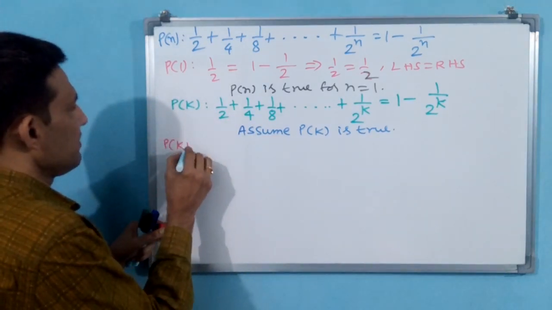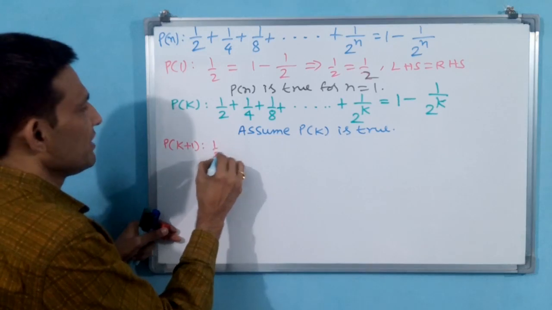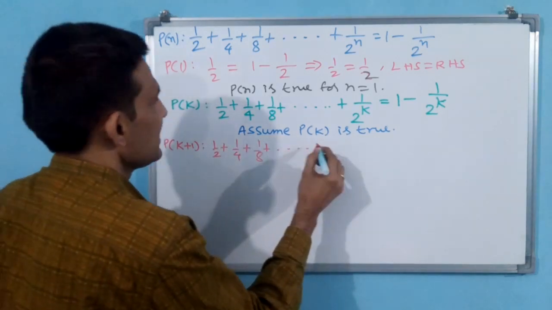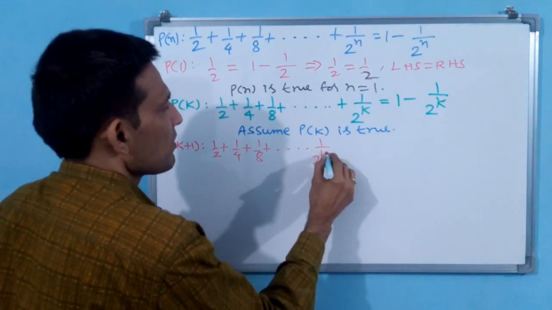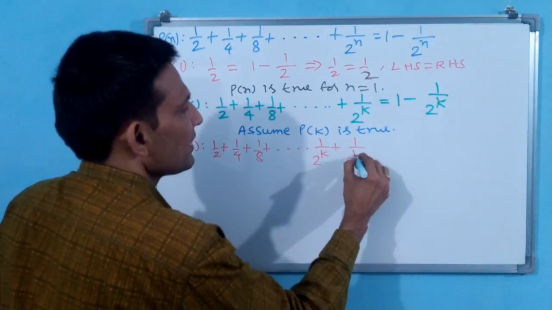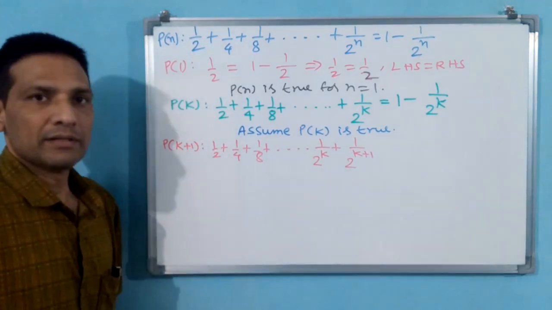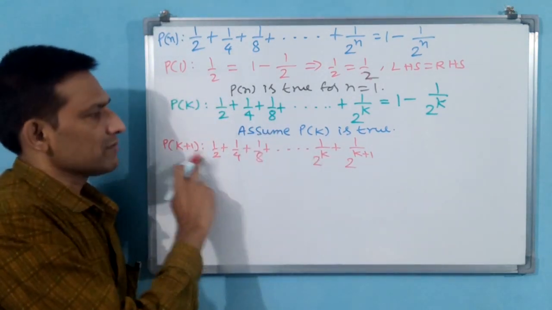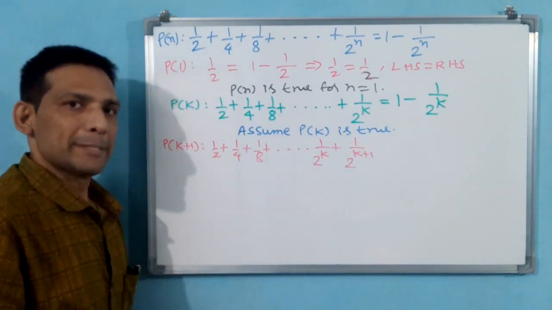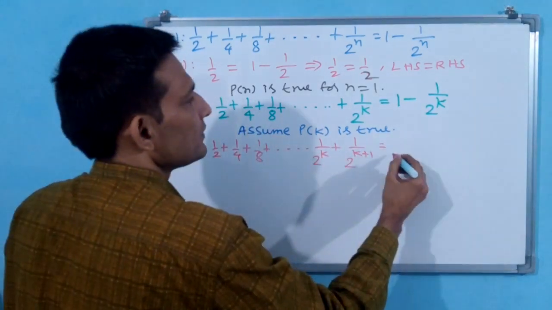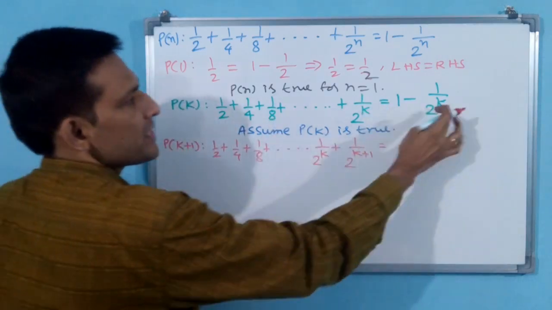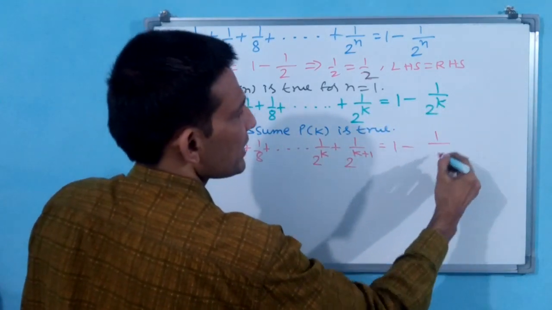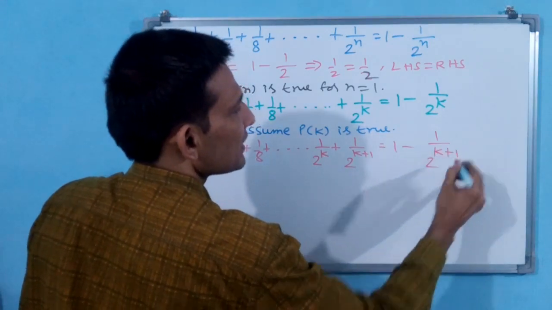P of k plus 1: 1 by 2 plus 1 by 4 plus 1 by 8 plus ... plus 1 by 2 power k plus 1 by 2 power k plus 1. You understand? Here it was up to k only. Here you have to go up to k plus 1. That is equal to, see, RHS: when k is there, k will come; when k plus 1 is there, k plus 1 will come. 1 minus 1 by 2 power k plus 1.